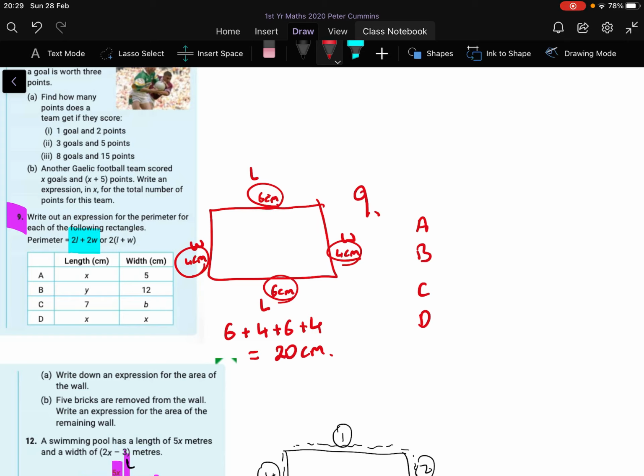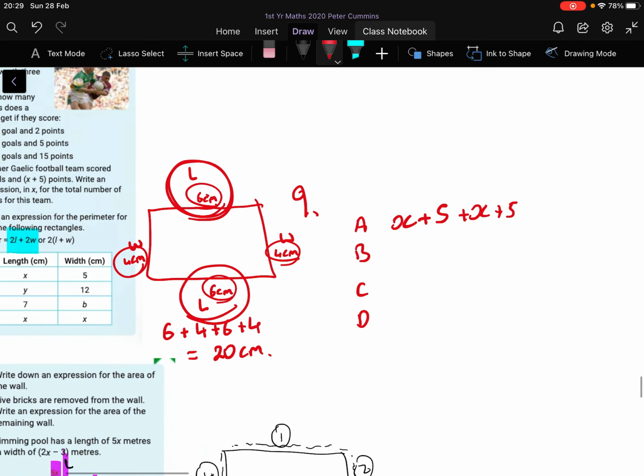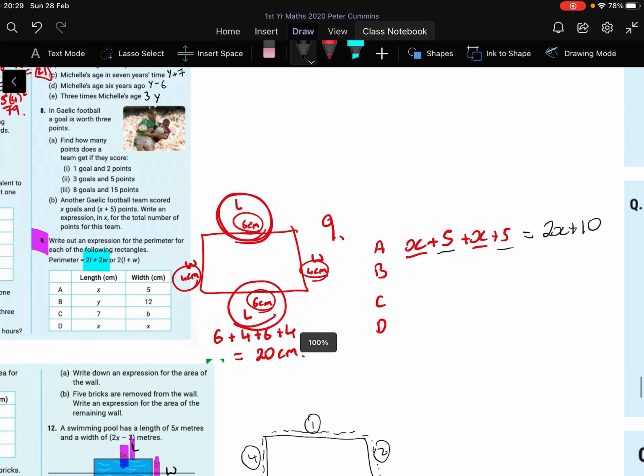So for A, the length is X and the width is 5. So remember what we're going to do. You add the length and the width. So all the way around the outside. So for our first one, well, our length is going to be X. Our width is going to be 5, added up, is 2. You know, if one length is X, the other length is X as well. So if the length here is 6, the other length on the far side is going to be 6 as well. So we're just doubling them up. X plus 5 plus X plus 5. And what that works out as then, add up the X's and add up the 5's. And our answer is going to be 2x plus 10. Like that.